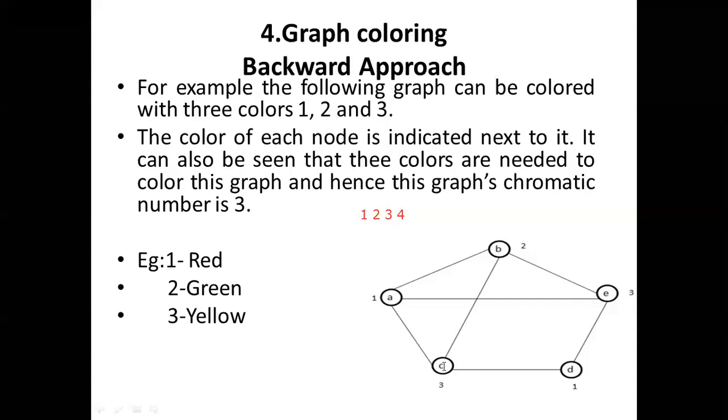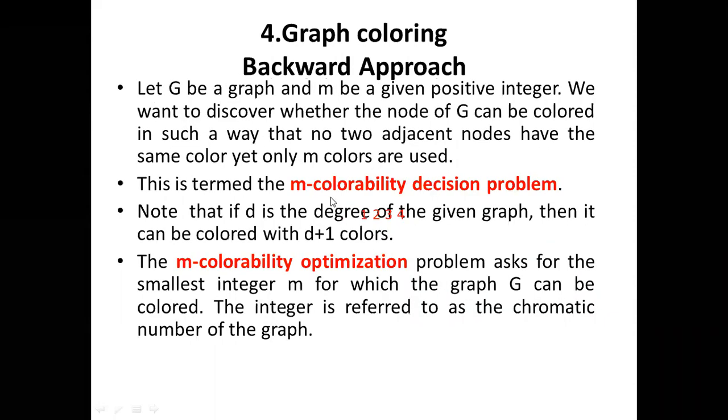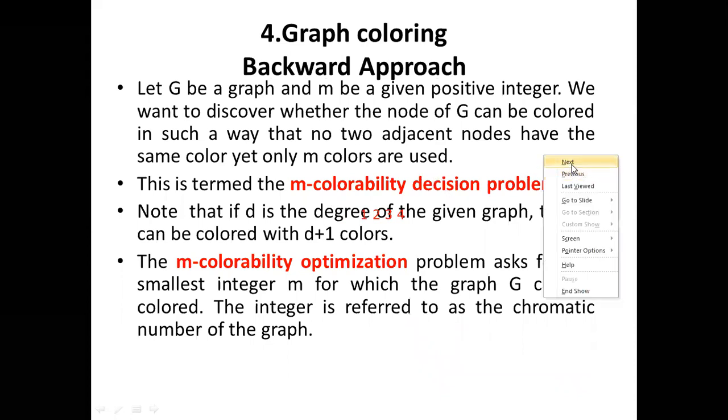For C, I can use 3 because there is no connection to 3. I can't use 1, I can't use 2, or I can use 4. That is the concept here. But what is it called? That one we will call the M coloring decision problem.